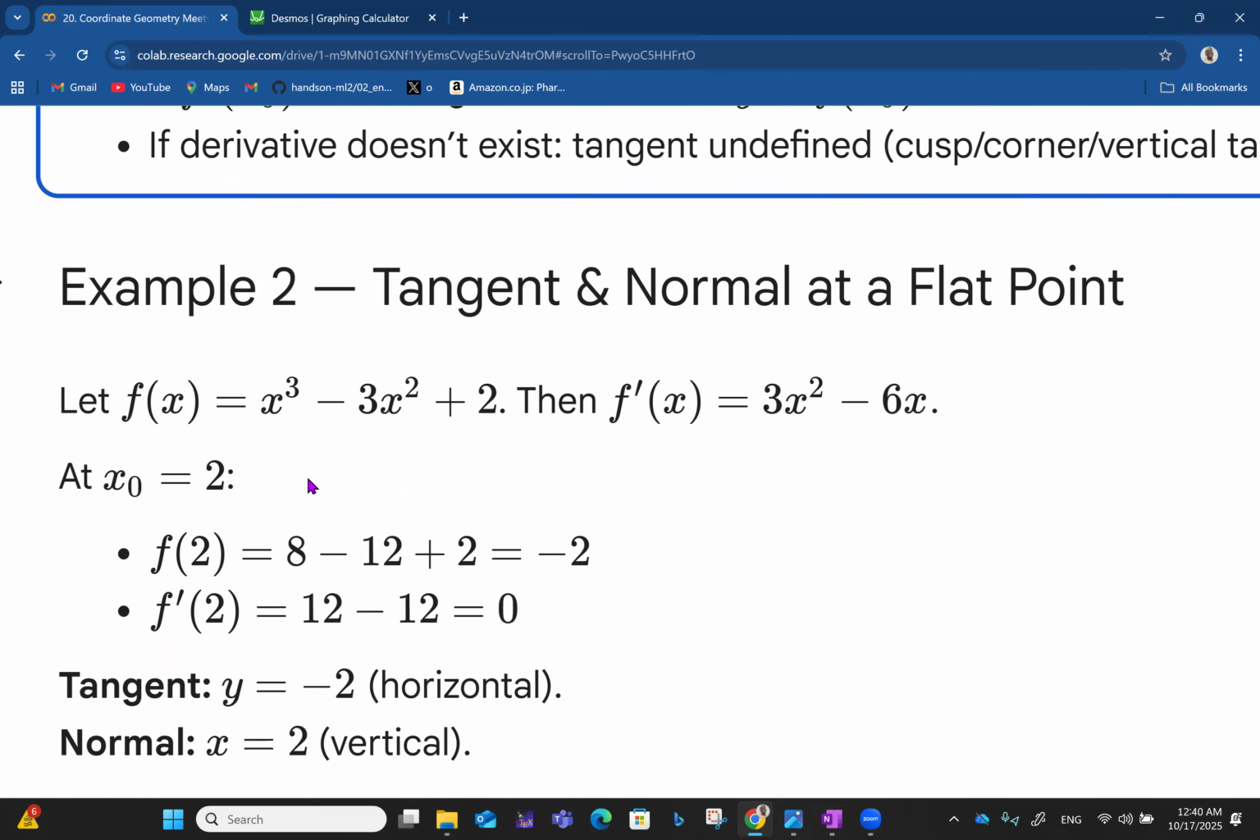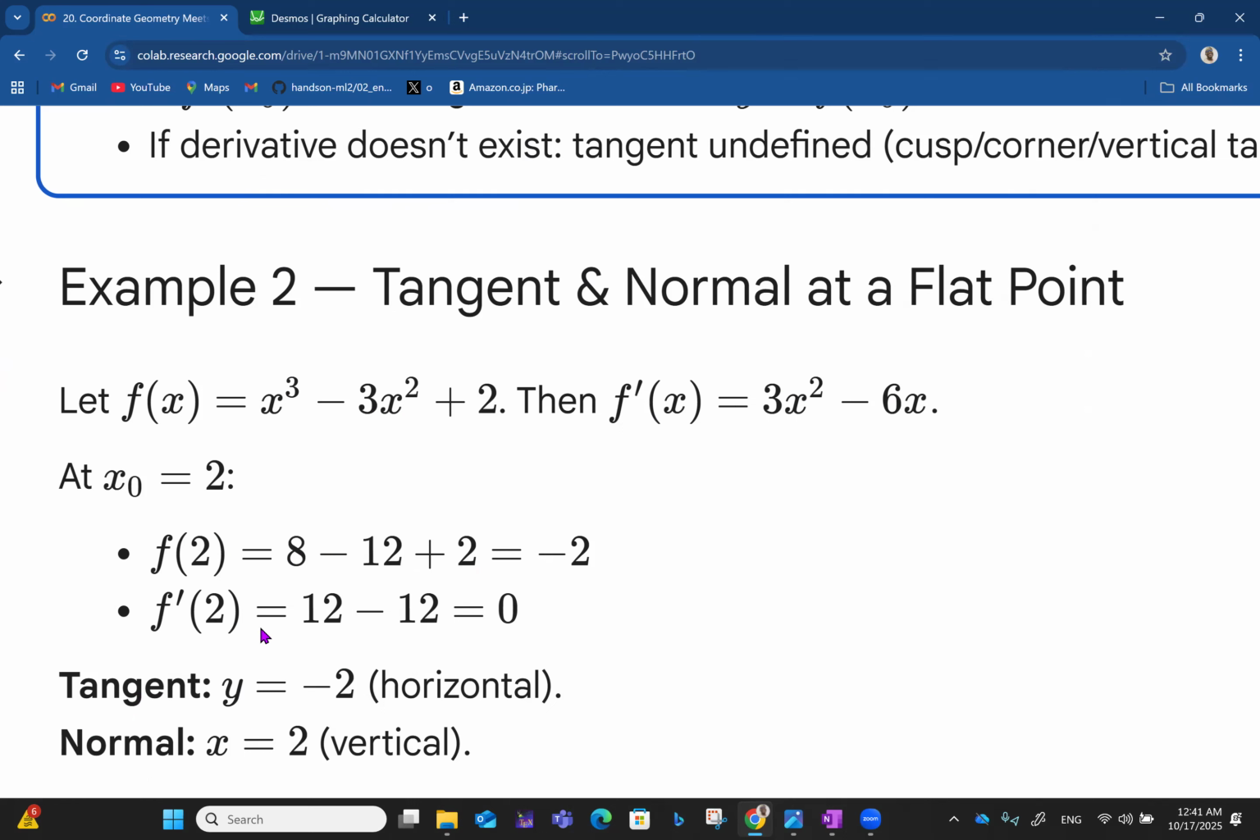At x naught equals 2, if you put 2 in, f of 2 will be 2 raised to power 3, that's 8, minus 3 times 2 raised to power 2, that's 3 times 4, 12, plus 2. 8 minus 12 is minus 4, plus 2, so you get minus 2. Then for the derivative, f prime of 2 is 3 times 2 squared, that's 12, minus 6 times 2, which is also 12. That's 0.